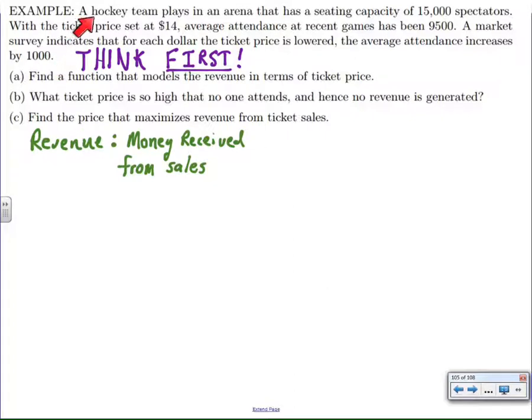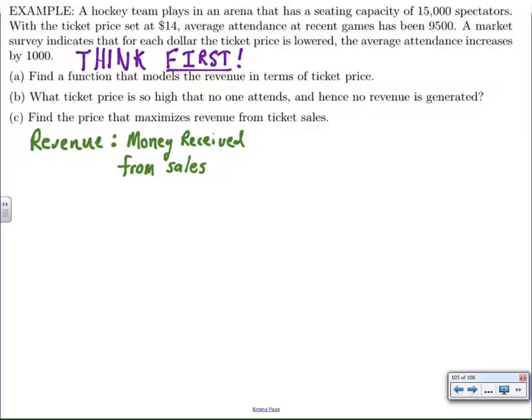So here what we're dealing with is a hockey team. It plays in an arena, a 15,000 seat arena. Currently they're charging $14 for tickets, but they're not selling out the arena. They're only selling 9,500 seats. They do some research and they find out that if they lower the ticket price by $1, they would have about 1,000 more people attending the event.